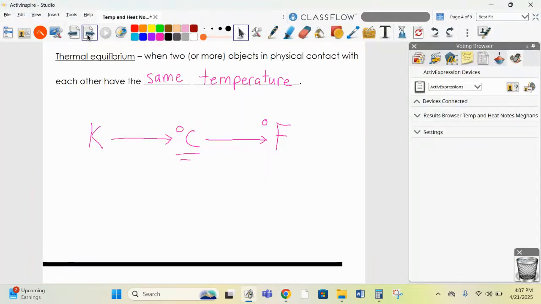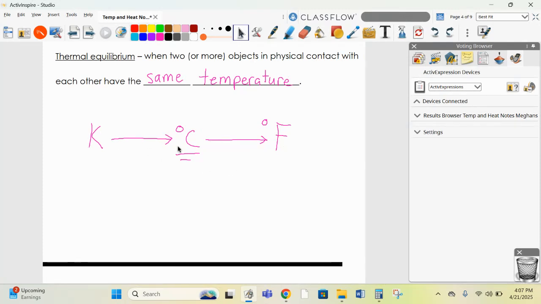Okay. Thermal equilibrium occurs when any two or more objects are in contact with each other. If they are touching, then eventually they will have the same temperature and reach what's called thermal equilibrium.